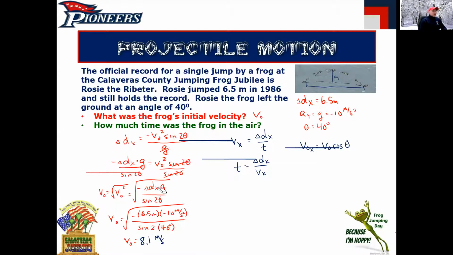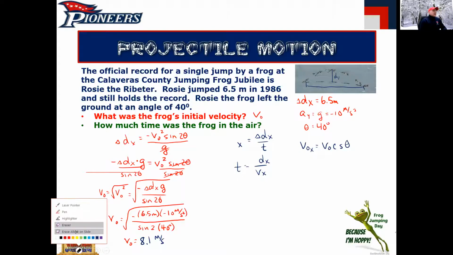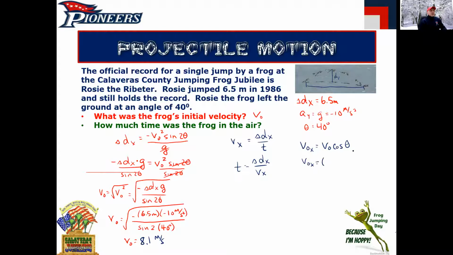And so we don't need to go through and find VOX and VOY. We just need to find VOX because that's what we're going to use right here. We don't need VOY because we're not using a y equation. And so now you can look at it and not just be solving things that you don't necessarily need. All right, 8.1 times cosine of 40, which is 6.2235, right? So I'm just going to call it 6.2.